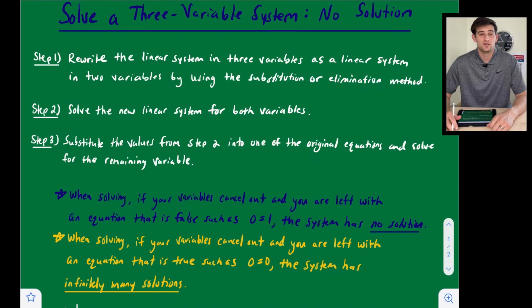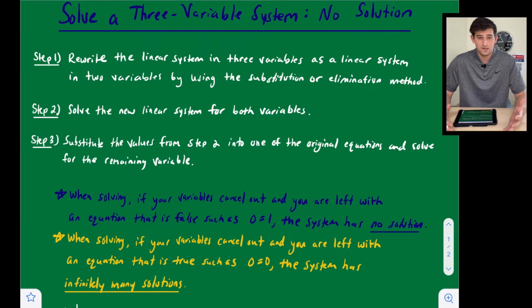Hello everyone, in this video we're going to talk about how to solve a three-variable system of linear equations when we get no solution. So what's it going to look like? Well, before we get into the example, let's go through our steps on how to actually solve a three-variable system. So we're going to start with three equations and three variables.